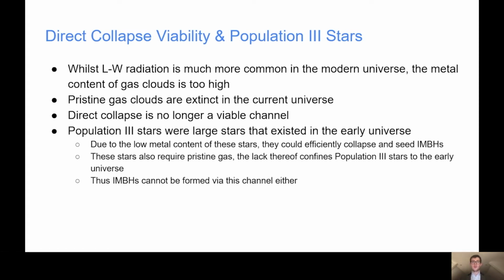The conditions for the population 3 stars tell a very similar story. These stars were massive stars of at least 100 solar masses. These stars comprised almost only pure hydrogen and were formed in the dense, pristine gas clouds of the early universe. These stars could collapse very efficiently without ejecting much material, and the black hole seeds of these stars were in the hundreds of solar masses, which is at the lower end of the IMBH mass range. As previously mentioned, however, pristine gas no longer exists, and so neither do these stars.